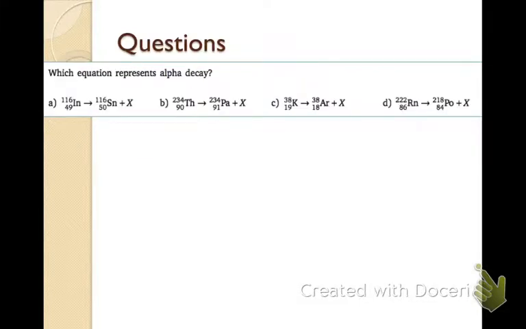Which equation represents alpha decay? So here, this time, they didn't give you the actual alpha particle. They gave you X. Don't try to find X on the periodic table. It doesn't exist. That's just your unknown. So you have to go through each one of these equations and make sure that this X, or the unknown, would end up being a 4,2He. So let's solve for the top. Let's start with A. We have 116 equal to 116 plus an unknown.